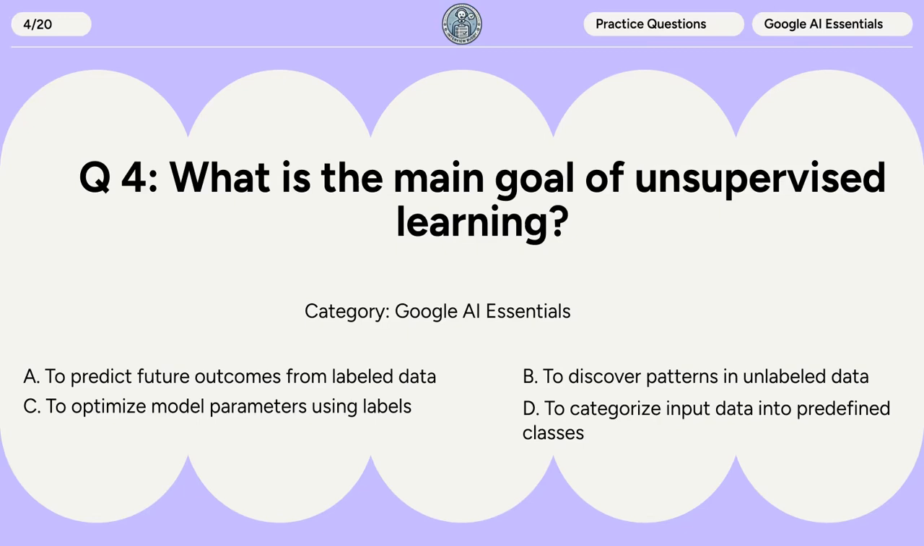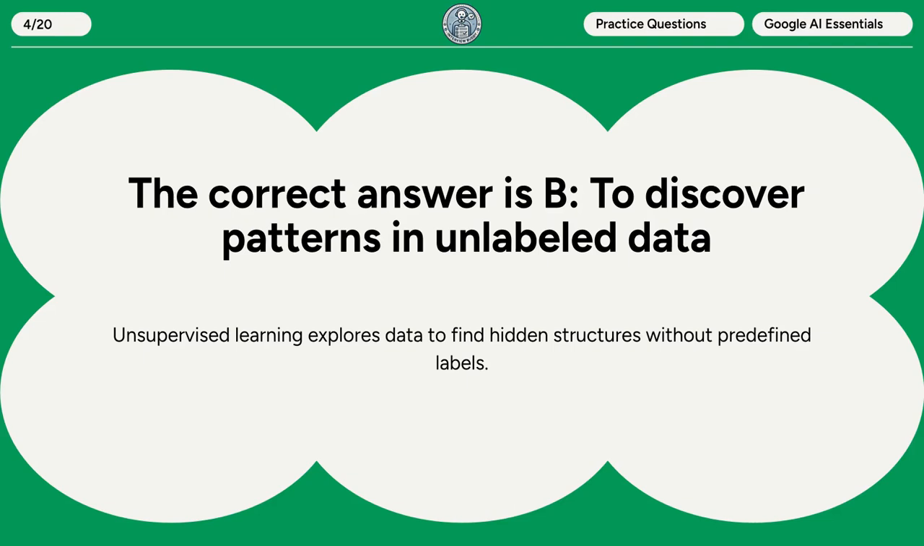Question 4. What is the main goal of unsupervised learning? A. To predict future outcomes from labeled data. B. To discover patterns in unlabeled data. C. To optimize model parameters using labels. D. To categorize input data into predefined classes. The correct answer is B. To discover patterns in unlabeled data. Unsupervised learning explores data to find hidden structures without predefined labels.